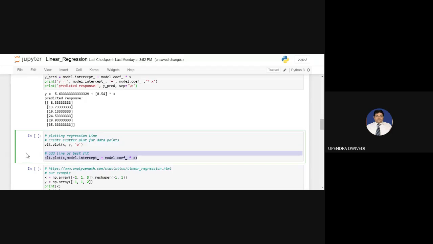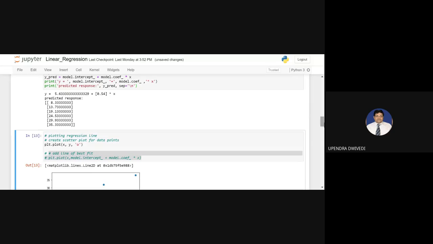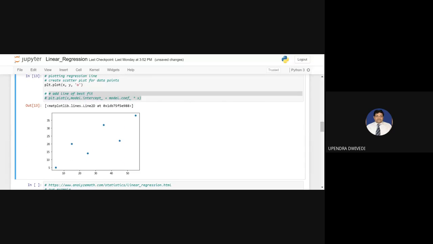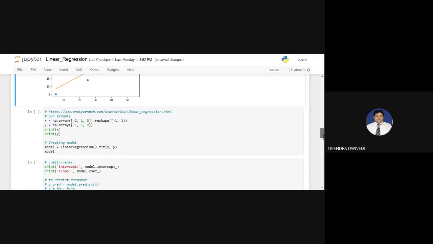Now I will plot these values. First I will plot the data points as we have already done, and then we'll plot the line. You can see this is the line and these are the different data points. There are differences between the observed value and the predicted value, so we can apply the least square equation to minimize this. That is the best fit model using the linear regression model. Okay. Now come back to our program.